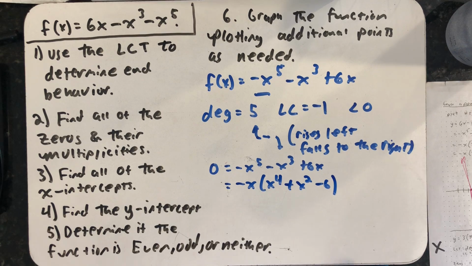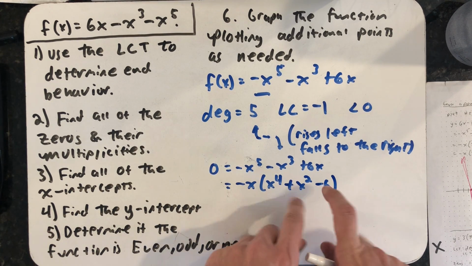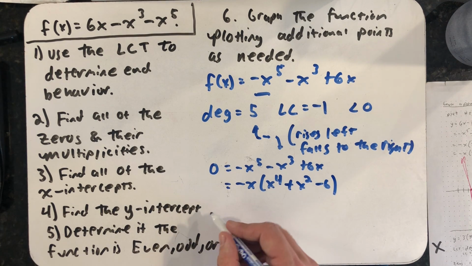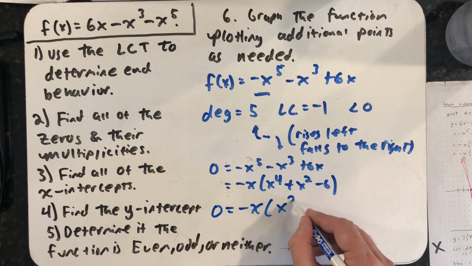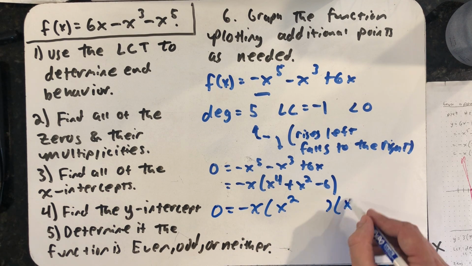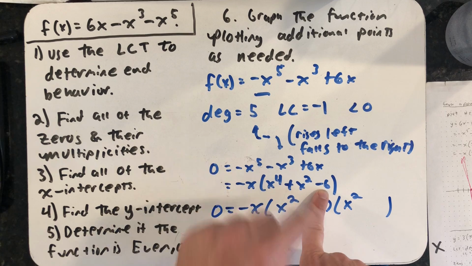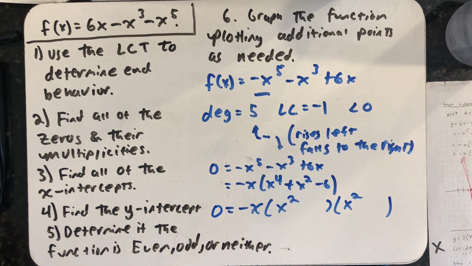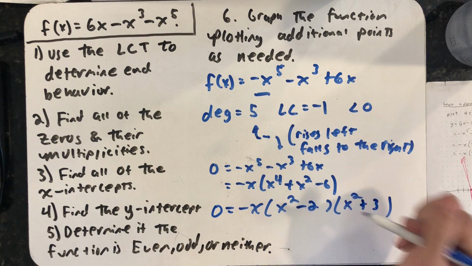Okay, so now that I've pulled out that minus x, I see something that's in a quadratic form here, so I'm going to keep factoring. I'll need an x squared times an x squared to give me that x to the fourth. Looking at the last term here, I know I'm going to have things that multiply together to give me 6, but have a difference of +1. So I think I'm going to have a +3 and a -2.